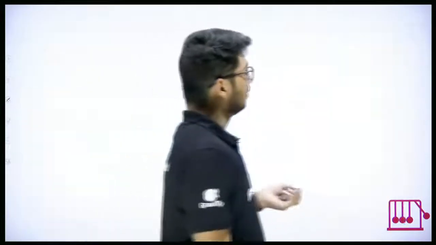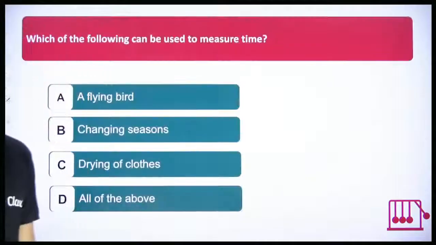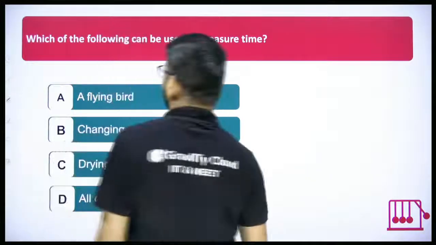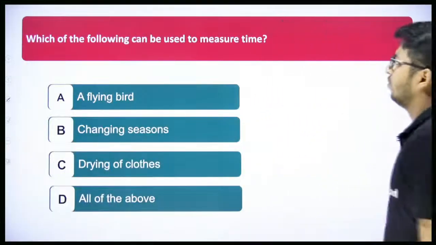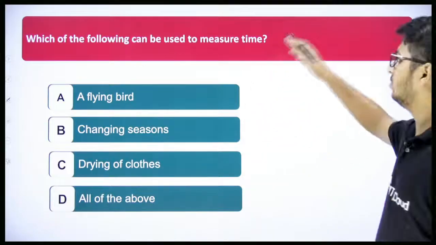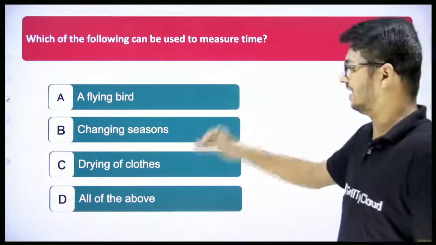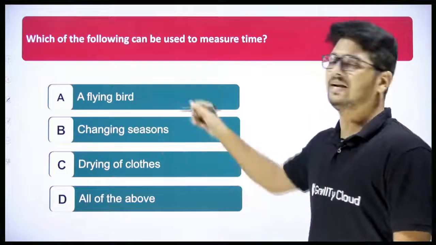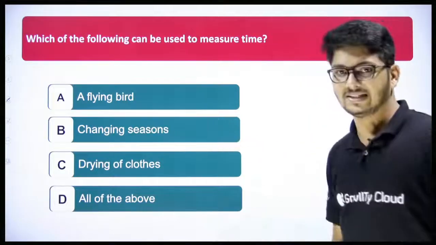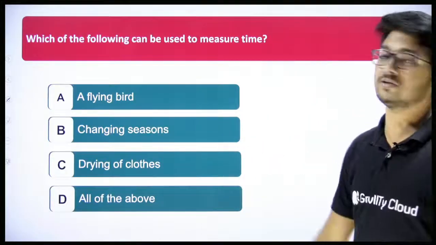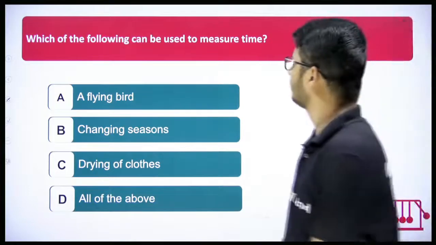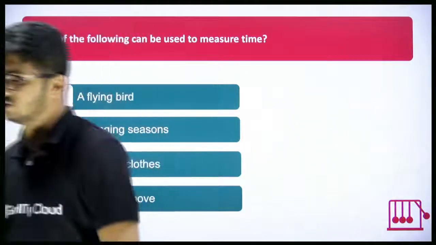Good. So these were some natural examples. This phenomena, people found it in nature. So look at a simple question here. Which of the following can be used to measure time? You have different options: a flying bird, changing seasons, drying of clothes, all of the above.